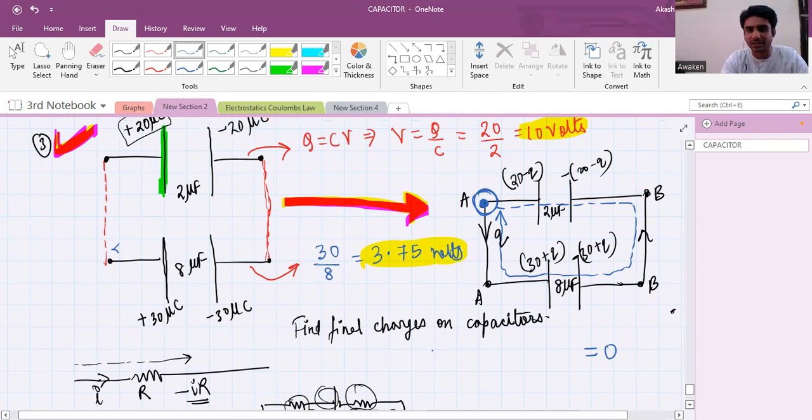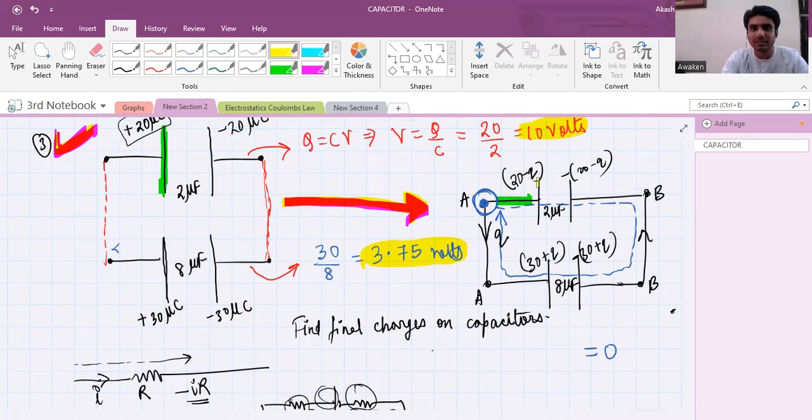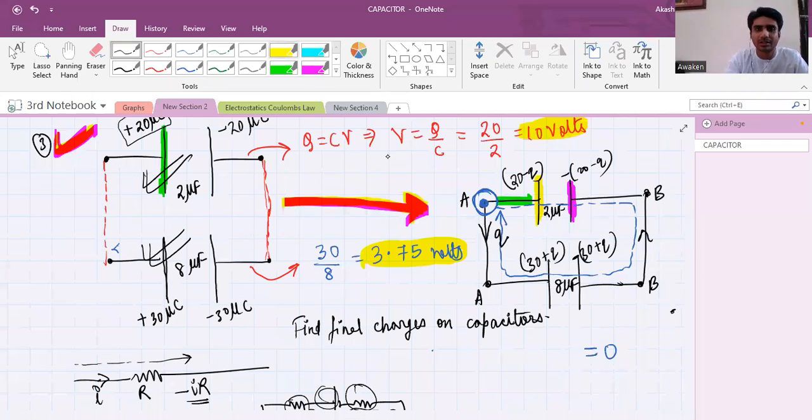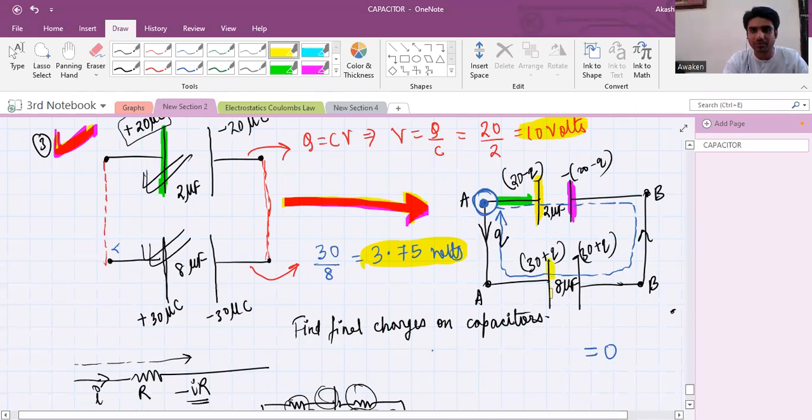Let us go in this direction. When we are going in this direction, this one is the positive plate and this is the negative. As per the question, this was the positive plate initially. Assume that as positive, and this one also we will assume positive. Is this clear to everyone so far?